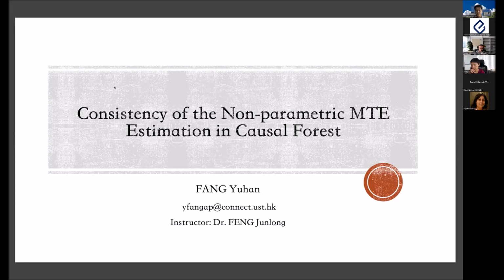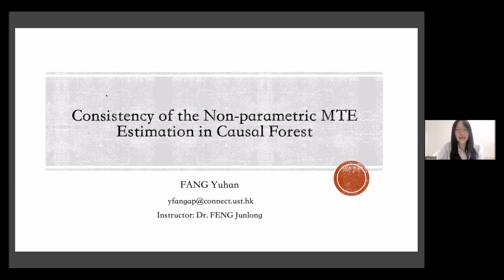Good afternoon. My name is FANG Yuhan. Today, I'd like to share with you my research on the consistency of the non-parametric MTE estimation in the causal forest. Before we start, I want to first thank Dr. Feng for his instruction in my research.